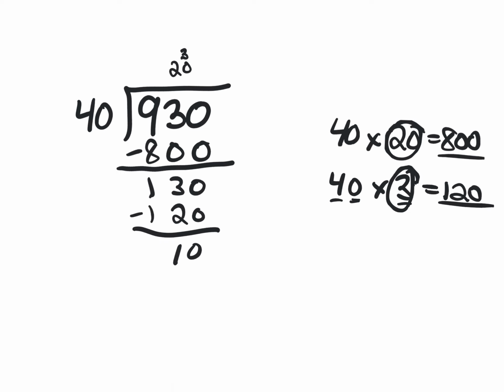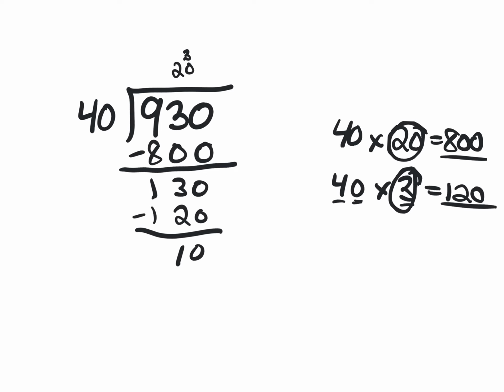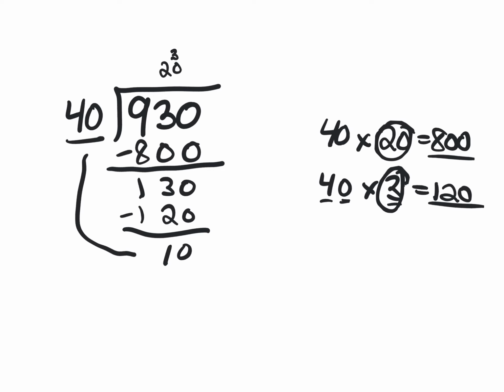And we're going to end up with a remainder, right? So first thing we do is, because 40 can't go into 10, we're going to take our partial quotients and add them together.